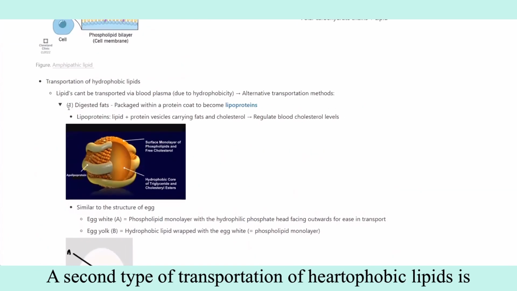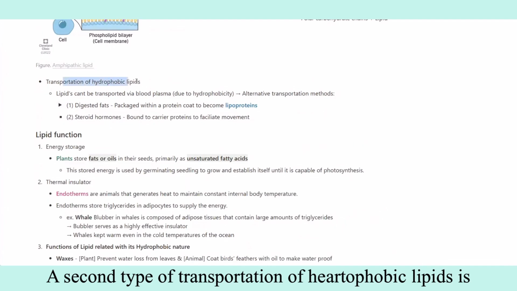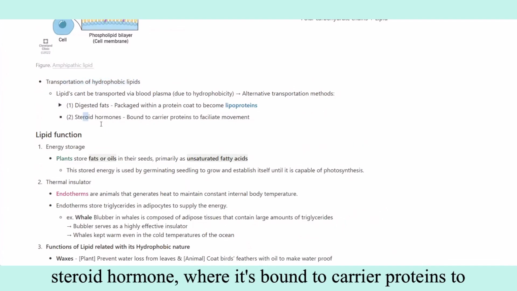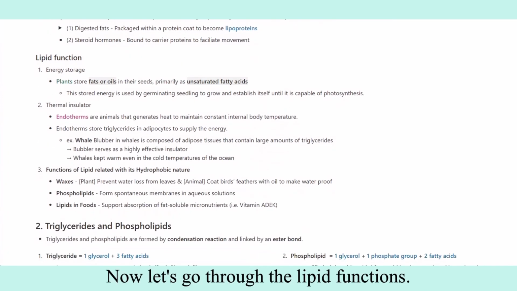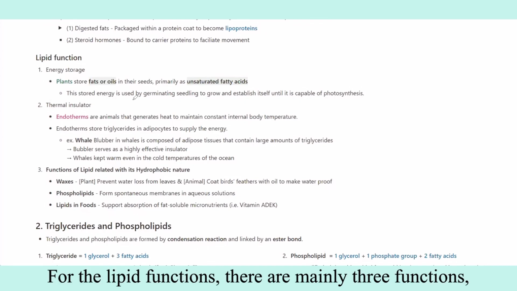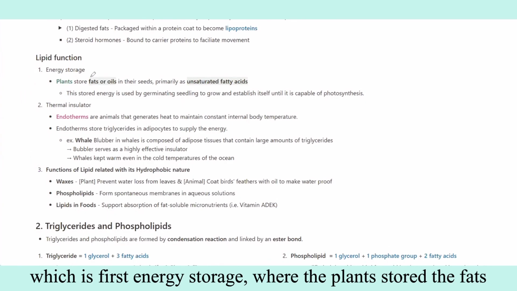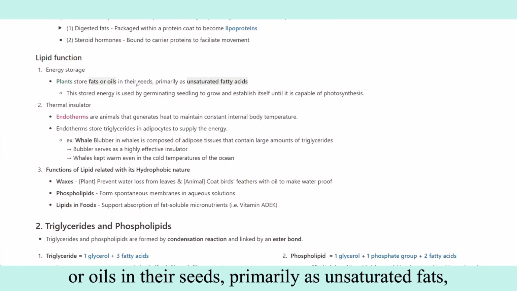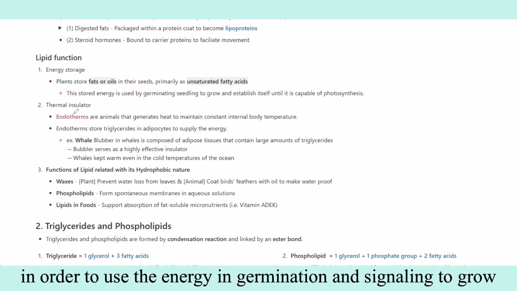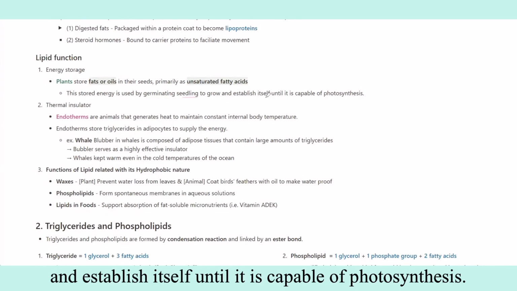A second type of transportation of hydrophobic lipids is thyroid hormones, where they are bound to carrier proteins to facilitate movement. Now let's go through the lipid functions. There are mainly three functions. First, energy storage, where plants store fats or oils in their seeds primarily as unsaturated fats in order to use the energy in germination and for the seedling to grow and establish itself until it is capable of photosynthesis.